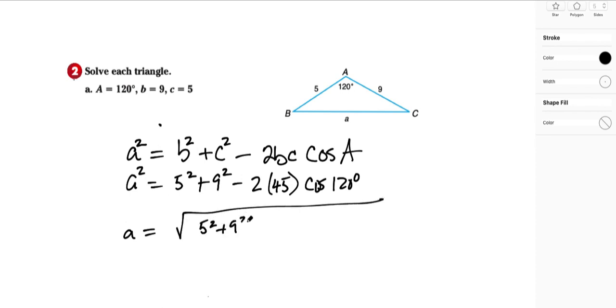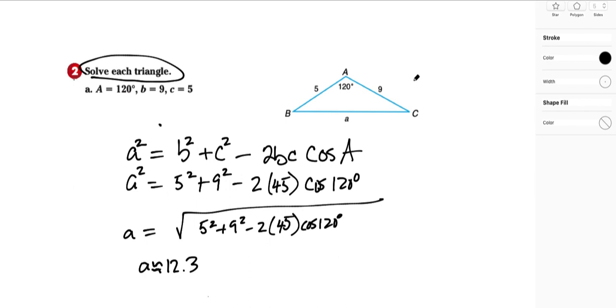I'm going to run over to Desmos like I do most of the time, and I'm going to calculate my value, and I'll be back with the answer. So I get approximately 12.3 as my answer. Now here's what I want you guys to realize: we have to solve this triangle. That means we've got to find some other information about it.